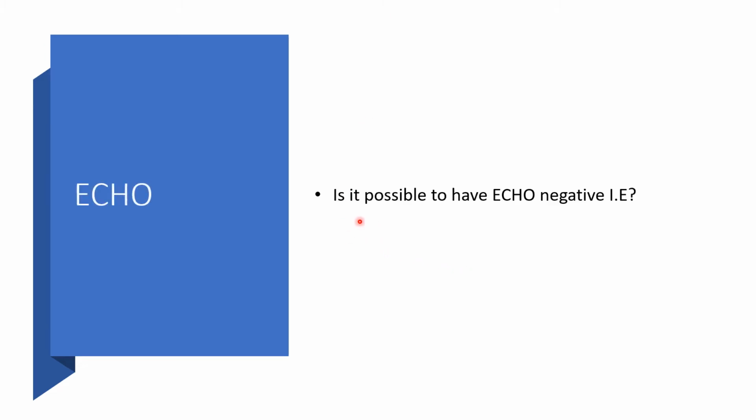Here's the question. Is it possible to have echo-negative infective endocarditis? Yes, it is possible if the vegetation is too small or if the vegetation has already embolized. You can have echo-negative infective endocarditis.